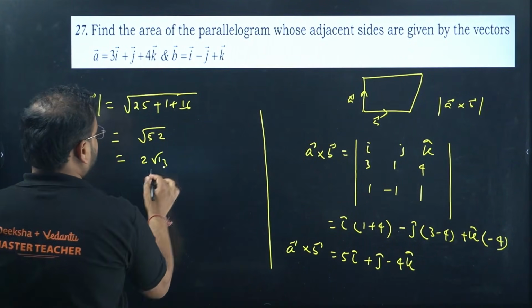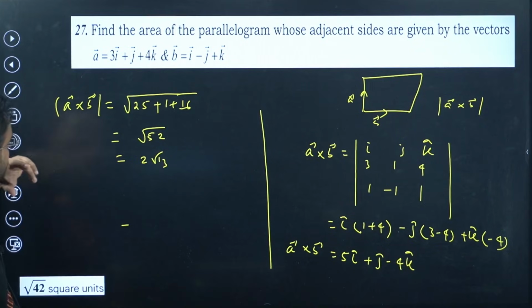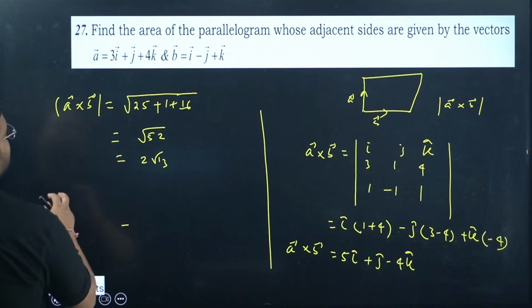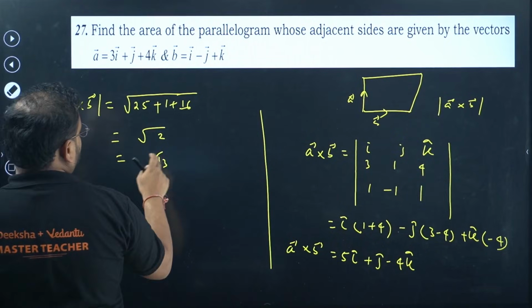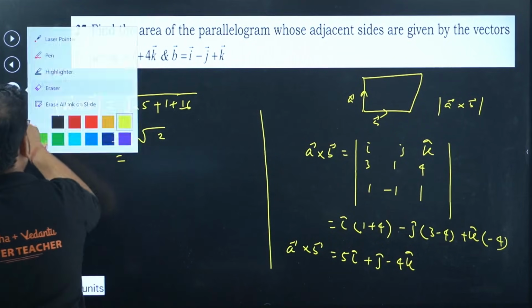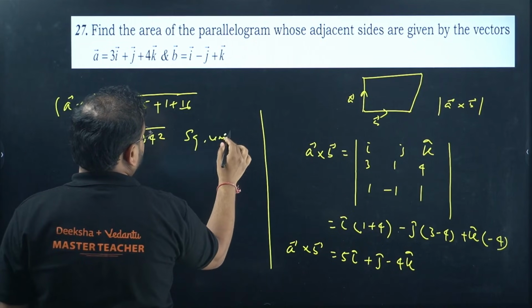2 root 13, it's like this. What's the answer? 42, huh? One second, I think something is wrong. Yeah, 42, excuse me, calculation mistake. This will be 42. One second. This will be 42 square units.